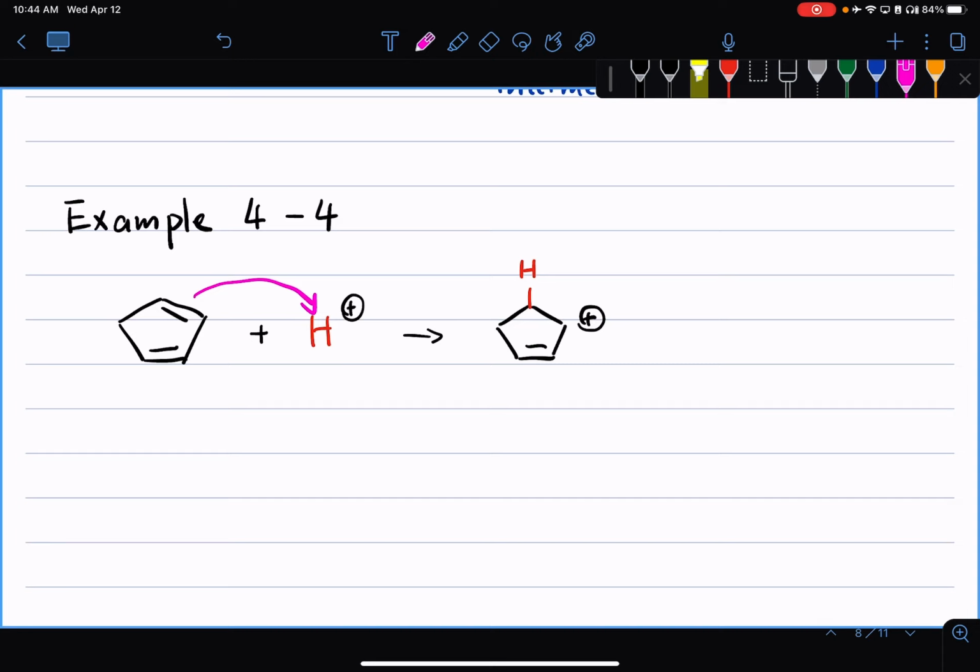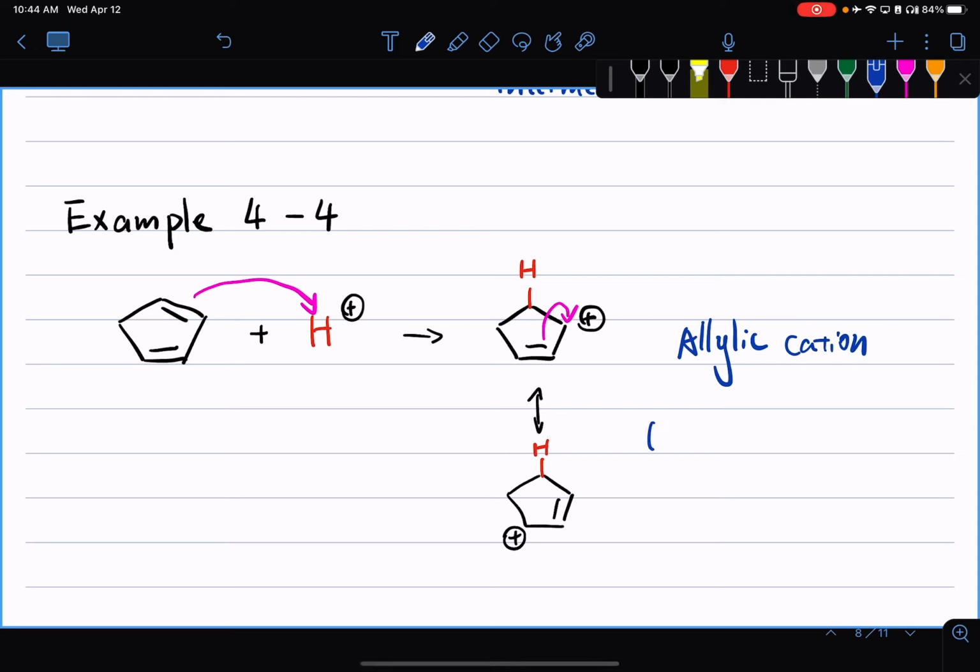or if you look at our product here, this can undergo additional arrow pushing. And this is actually a resonance structure. And this hydrogen remains the same. So these two species are called allylic cations. And they are stabilized by resonance.